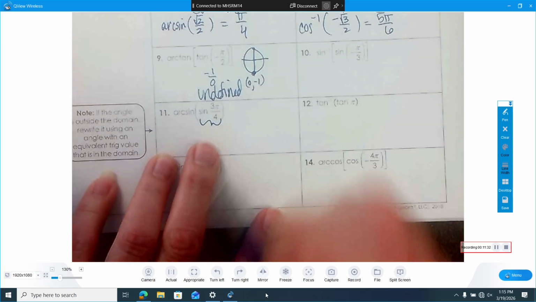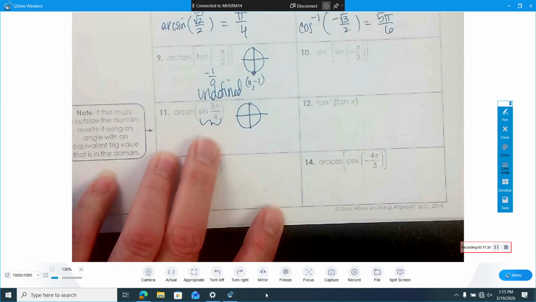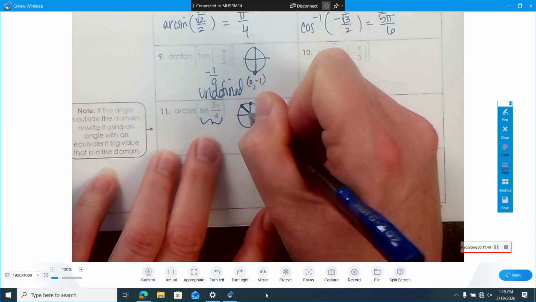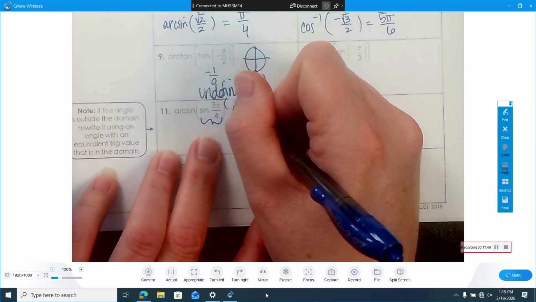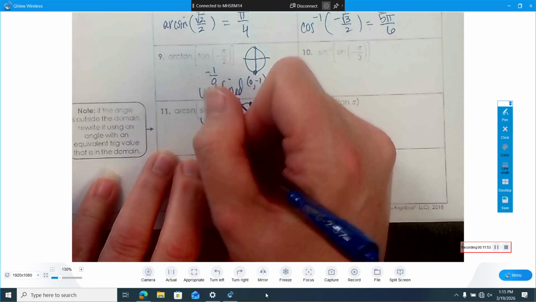So again, starting on the inside, sine of 3 pi over 4. That's unit circle stuff. So here's 1 pi over 4, 2 pi over 4. Right here is 3 pi over 4. What's the ordered pair of 3 pi over 4? Negative root 2 over 2 and positive root 2 over 2. Okay, so the sine at 3 pi over 4 is root 2 over 2.